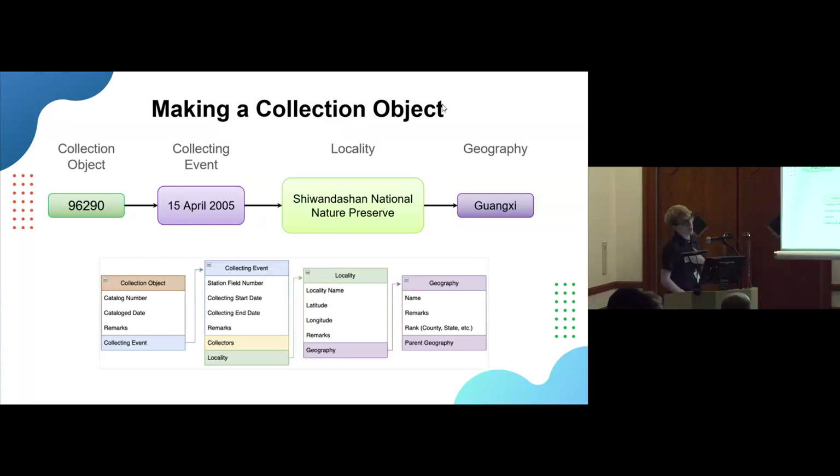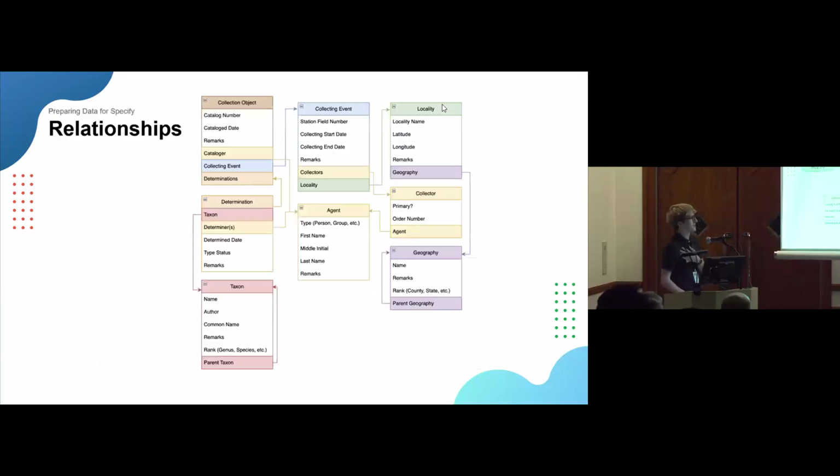So these collection objects are made up of a lot of different things. So we have the events, localities, geographies, and this is just a very small subset of tables, but there's a lot of really complicated relationships. It gets up to 200 tables.